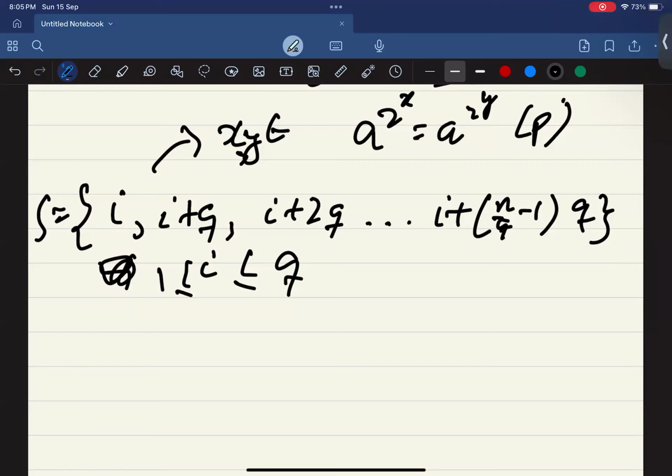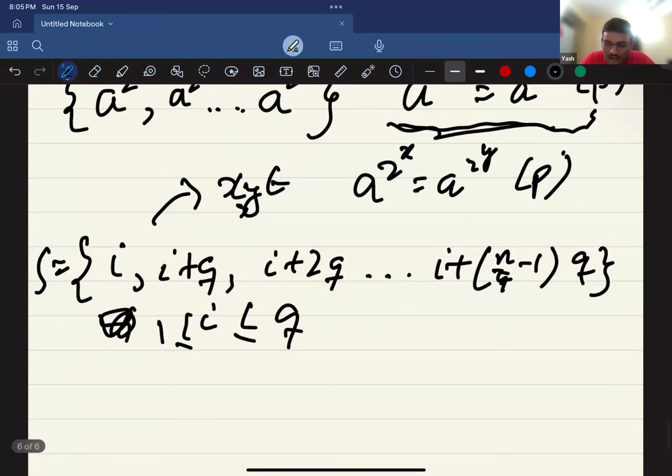Yes, since q is less than p. Of course, and also because q divides the order of a, and then the order of a divides p minus 1. So of course p minus 1 is co-prime with p, right? You see that, no?